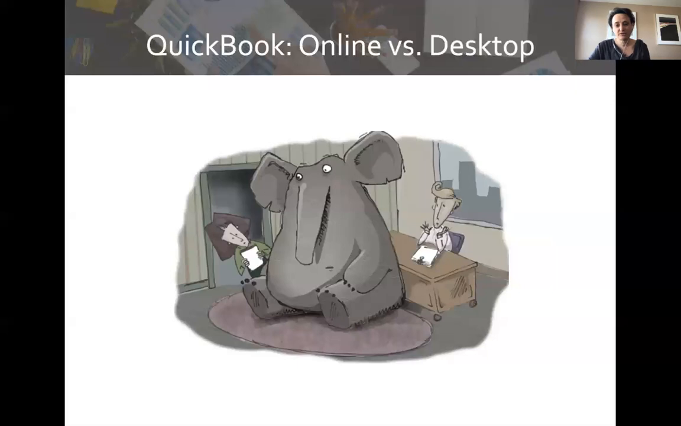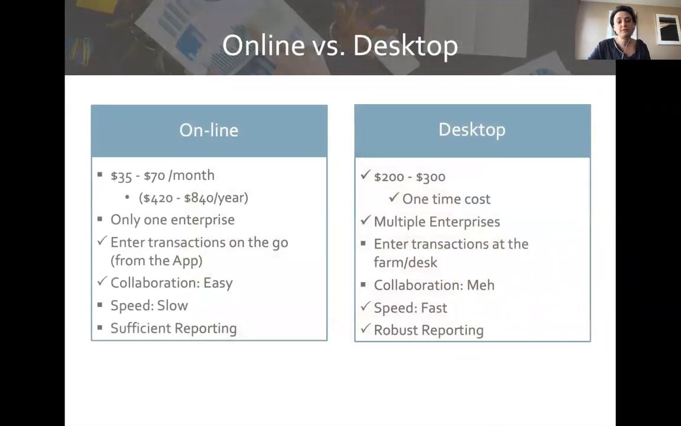And I want to just address the elephant in the room first, because there's always a big question about the difference between online and desktop. If you're thinking about QuickBooks or you're using QuickBooks and you're not sure which one is better, and they're trying to sell you on online, I just want to go over an overview of the differences between the two.